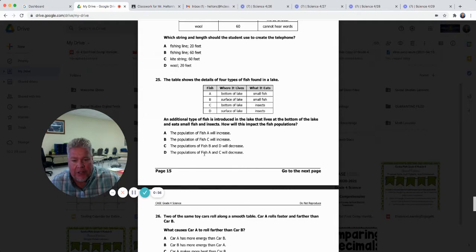The populations of fish A and C will decrease. That's the correct answer because we're putting another fish that lives at the bottom of the lake and it's going to be eating their food because it eats small fish and insects. So they're going to have less food because this other fish is eating their food too. So there'll be less of them. So that answer is D.